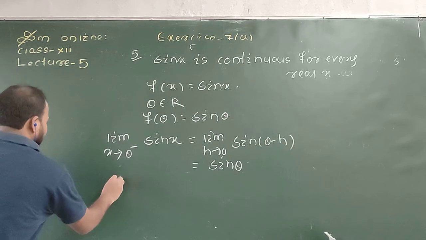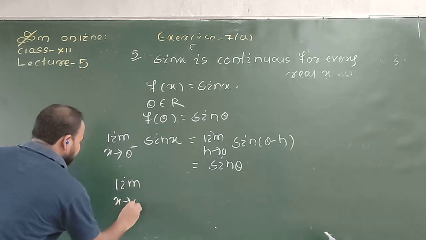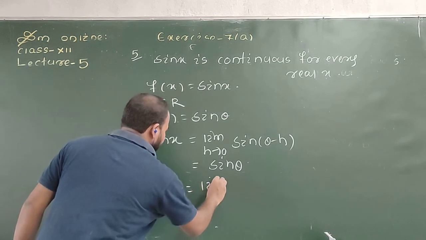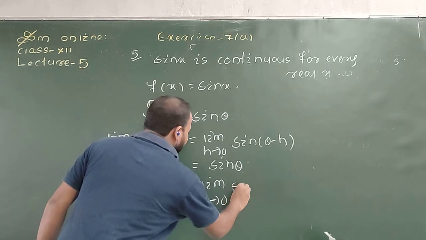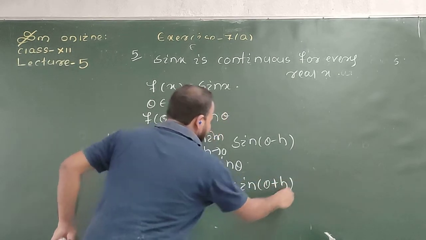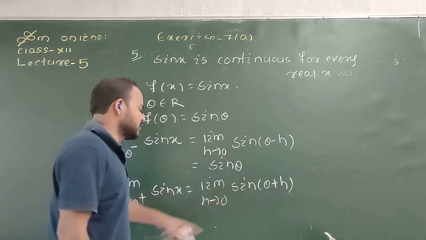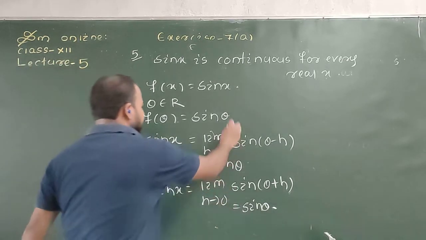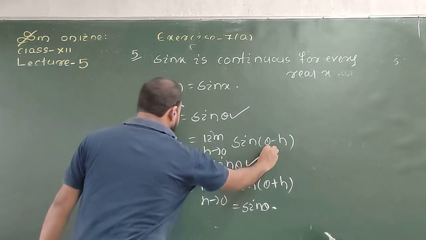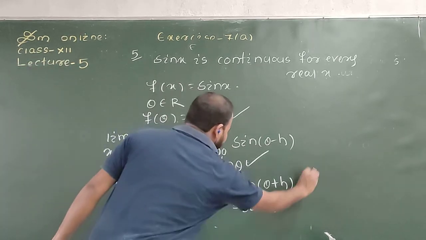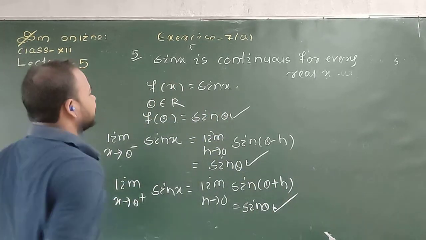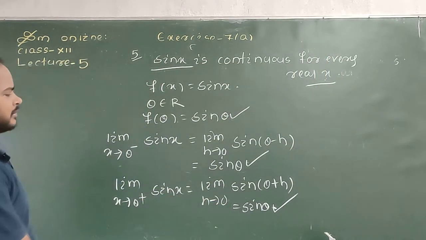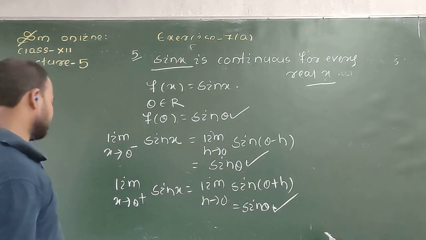Now the right hand limit, that is limit x tends to theta plus sin x. For the right hand limit we change the limit, that is limit x tends to 0 of sin of theta plus x, and we put the value of x tends to 0, we get sin theta. So the functional value is sin theta, the left hand limit is sin theta, and the right hand limit is also sin theta. So the given function, sin x, is continuous for every real value of x. This is question number 5.